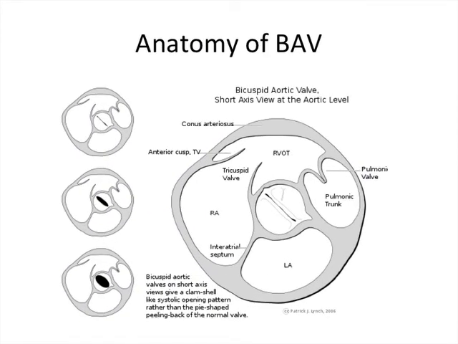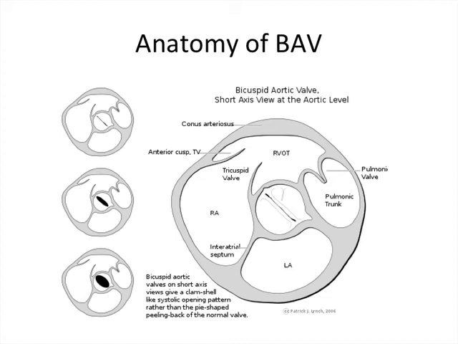A bicuspid aortic valve consists of 2 unequally sized leaflets. The larger leaflet has a central ridge or raphe that results from fusion of the commissures. From this depiction of the heart in short axis with the aortic valve in cross-section, you can see the systolic opening of a bicuspid aortic valve resembles a fish mouth or clamshell-like opening instead of a pie-shaped opening of a normal tricuspid aortic valve. This same view will be noted on the next TEE clip.